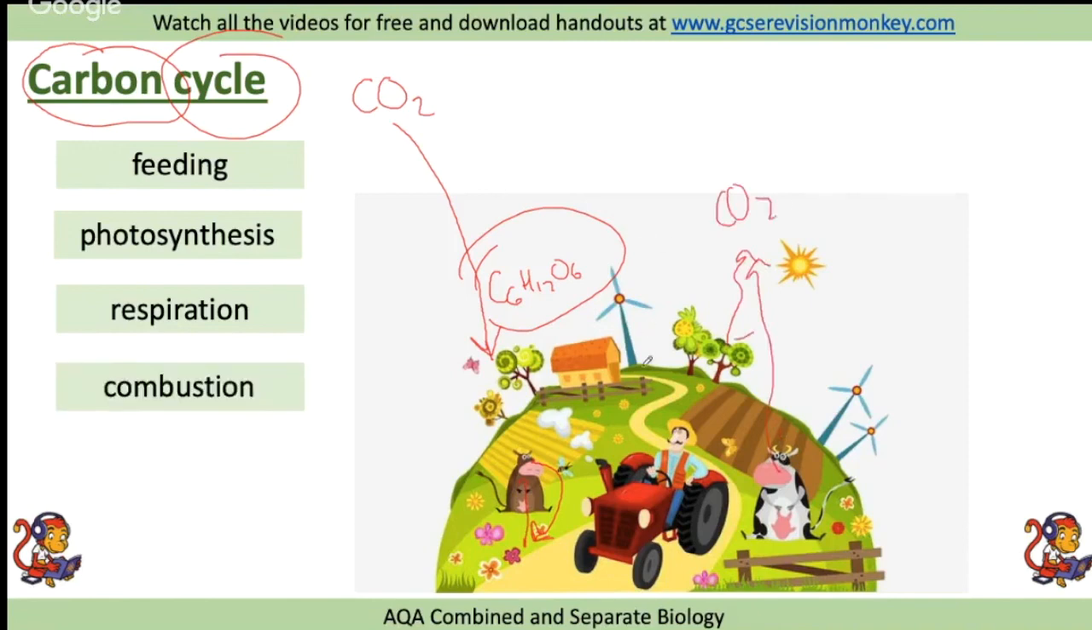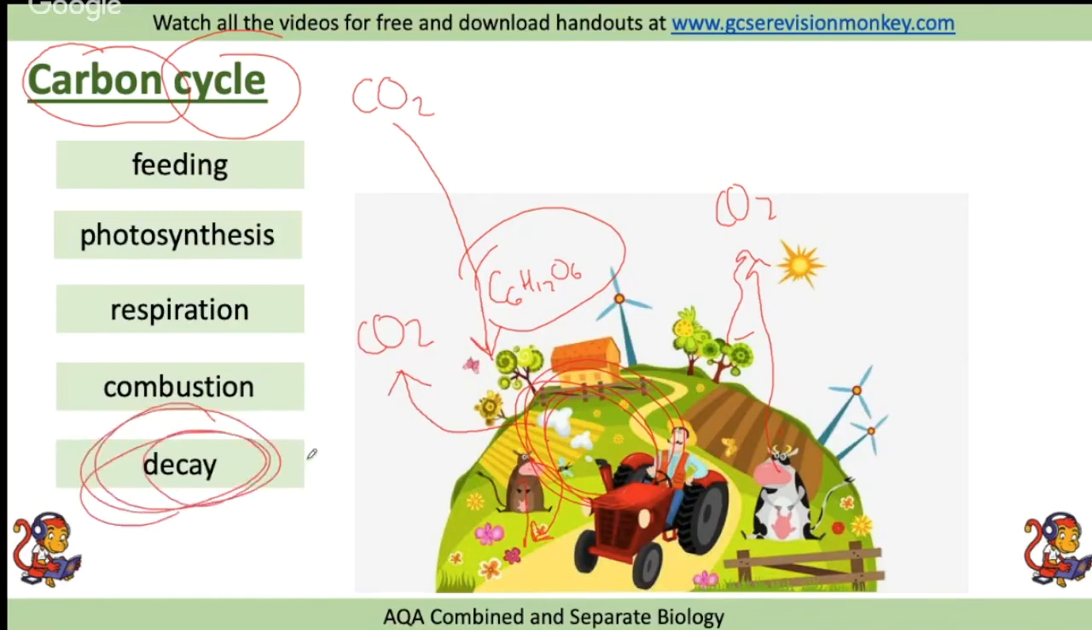Combustion, if we've got fuels inside the tractor here, for example, in factories, cars, if we're burning fossil fuels, we're releasing CO2 into the atmosphere. And decay. Now, this is something I do want to highlight, because this is a common theme in the exam, talking about decay. Decay is caused by microorganisms, so small organisms, things like bacteria, etc.